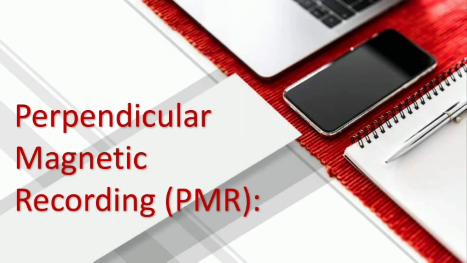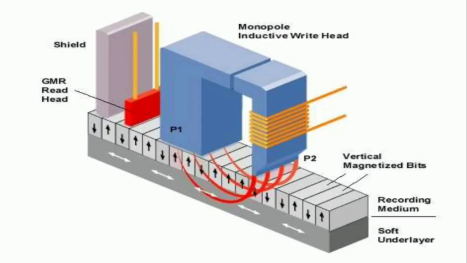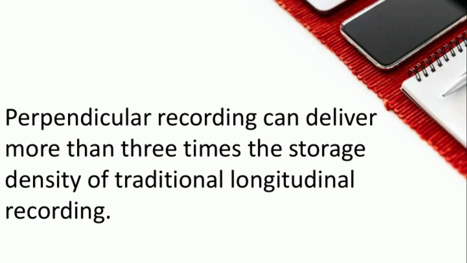Our next type of recording is perpendicular magnetic recording, that is PMR. Perpendicular recording, or perpendicular magnetic recording, that is PMR, is a technology for data recording on hard disk. Perpendicular recording can deliver more than 3 times the storage density of traditional longitudinal recording.